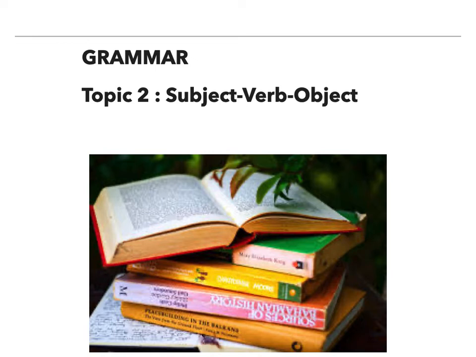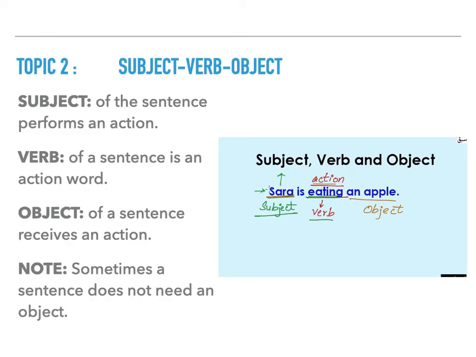Sorry, here this is our second topic: subject, verb, object. This is a simple sentence structure or a sentence composition. You can break one simple sentence into these three segments: subject, verb, and object. What is the subject of the sentence? The subject of the sentence performs an action. This is the simplest definition we can have. The verb of a sentence is an action word.